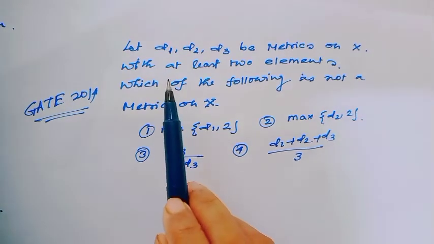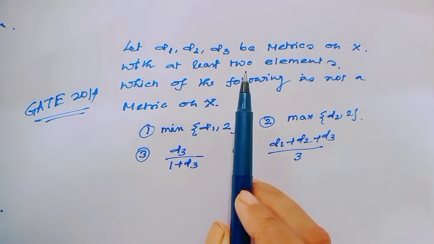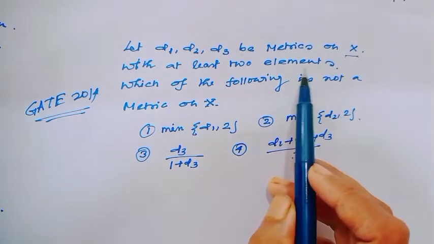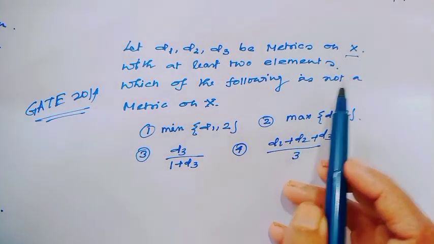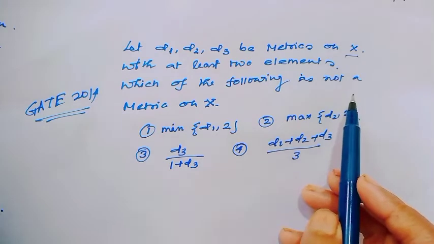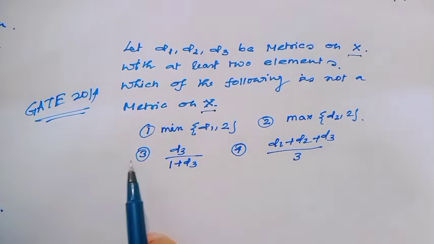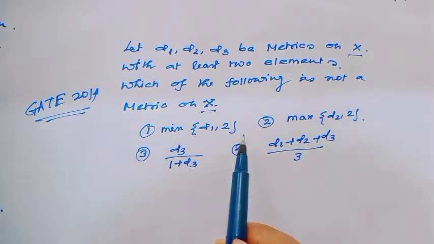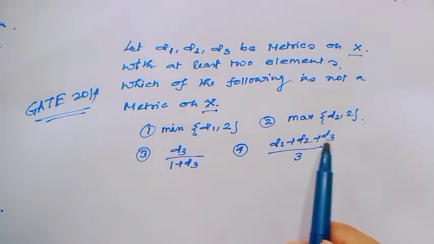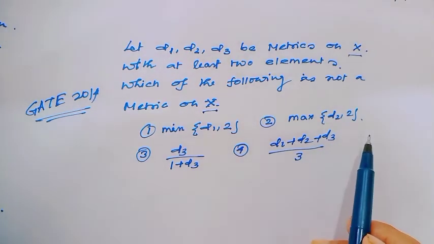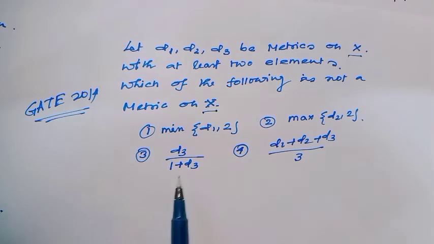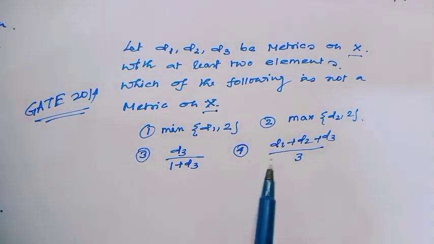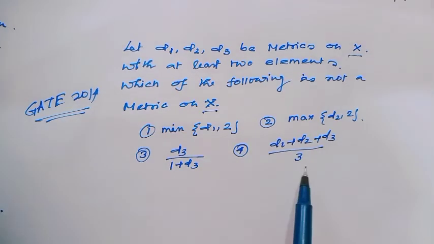Now let's see a similar type of example which had come in the GATE 2014 exam. The question is: consider D1, D2, D3 to be metrics on the set X with at least 2 elements. Then which of the following is not a metric on the set X? Option 1, minimum of the set D1, 2. Option 2, maximum of the set D2, 2. Option 3, D3 over 1 plus D3. Option 4, D1 plus D2 plus D3 over 3.